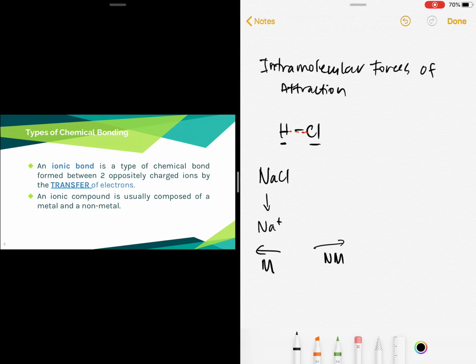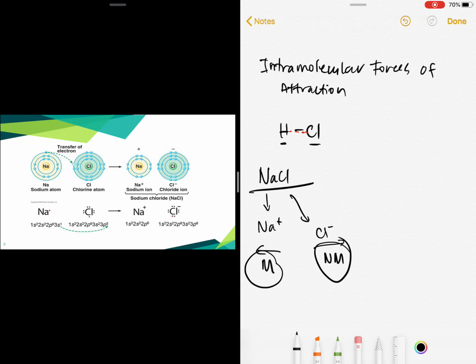So pag si chlorine or yung chloride atom natin o chloride ion natin, tiningnan natin sa periodic table, siya ay nasa far right side. So, siya ay non-metal. So, kapag nakita mo na yung compound is made up of a metal and a non-metal, automatic, it's an ionic compound. So, if you're going to look at this one, I hope you still remember the Octet Rule, no?